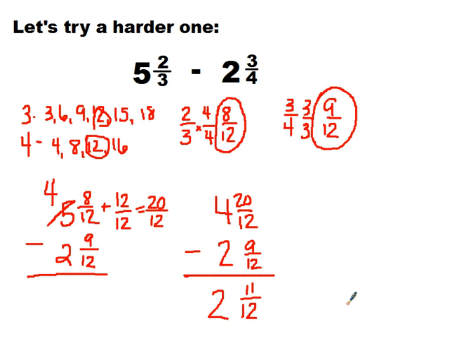Well, let's ask the next question. Can 11/12 be simplified? Well, again, 11 is prime, and 12 is not a multiple of 11. So that's already in simplest form.